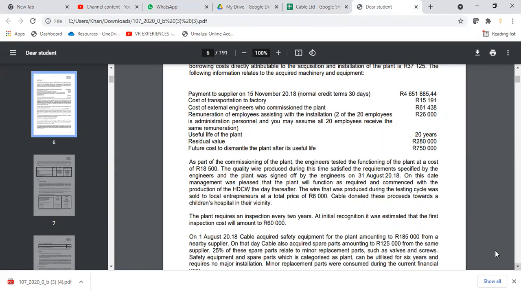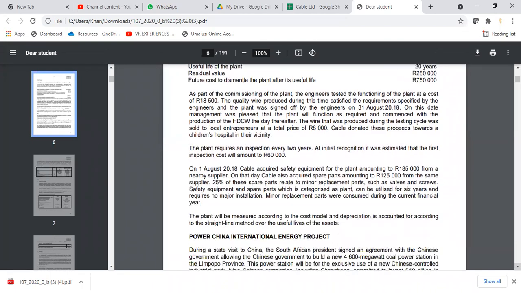The plant requires an inspection every 2 years. At initial recognition, it was estimated that the first inspection cost will amount to 60,000 Rand. So this was basically the inspection, including the inspection at 60,000 Rand. We will deal with that just now.